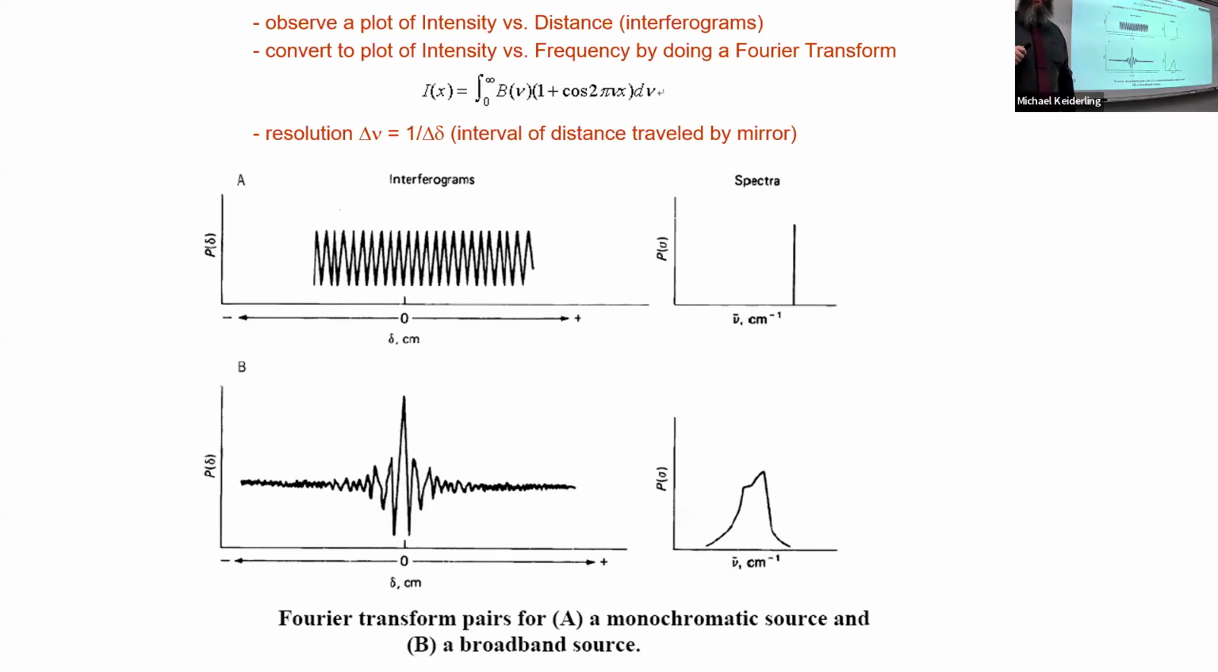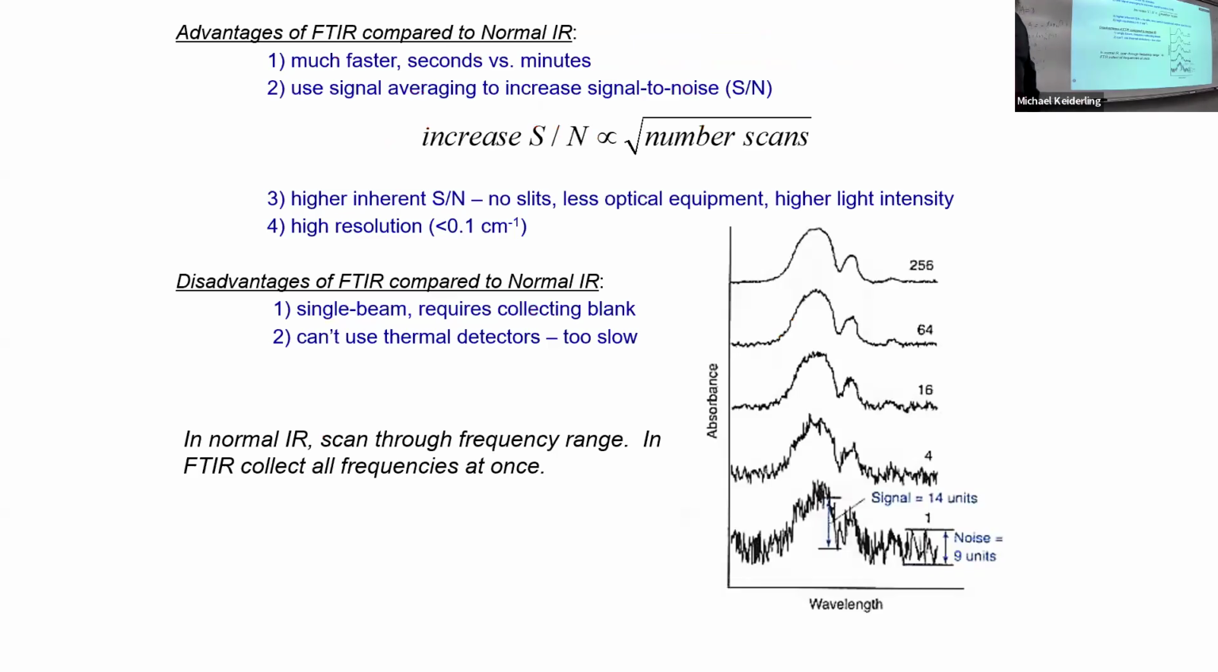I've been watching some videos about someone putting back together and hooking up an old, really high-end IR thing. And the advantages of FTIR compared to normal IR: it's much faster, seconds versus minutes. You can use signal averaging to increase signal to noise ratio, which is great. It doesn't take a lot longer to just take a bunch of measurements and average them. Higher inherent signal to noise because there's no slits, there's less optical equipment, and there's higher light intensity, and it has a high resolution.